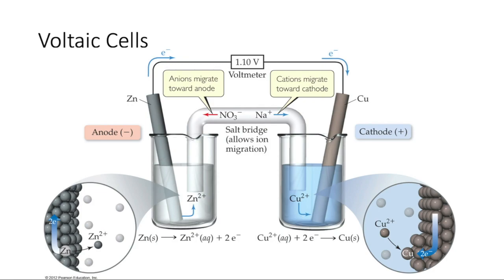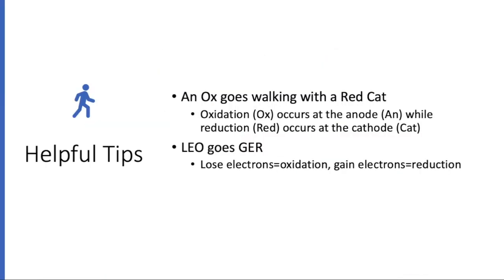So this is a typical voltaic cell or electrochemical cell, where the two half reactions for oxidation and reduction are separated. There's a couple of helpful things to remember here, just to keep things straight in your mind. One of the challenges with electrochemistry is that it's like a 50-50 chance all the time. So losing electrons is oxidation, gaining electrons is reduction. We can remember this with LEO goes GER, Leo the lion. Lose electrons, oxidation; gain electrons, reduction.